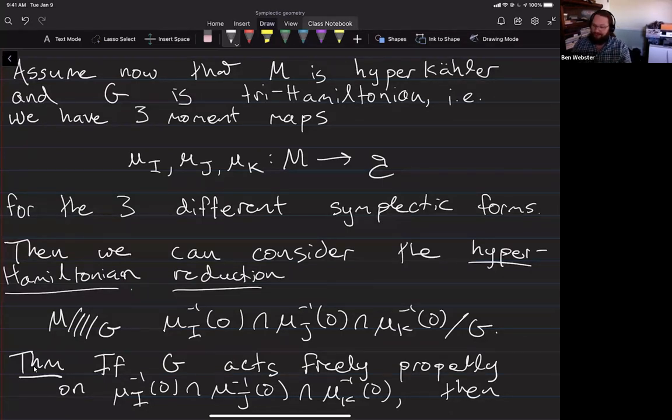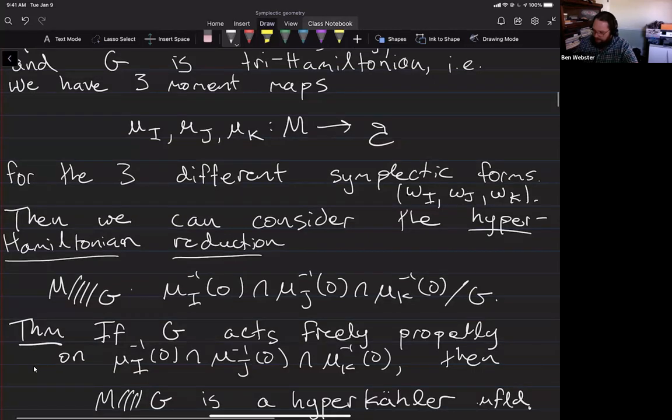So I have three different symplectic forms, omega I, omega j, omega k. And I want to assume that I'm Hamiltonian for all three of those symplectic forms. So I have three moment maps, mu I, mu j, mu k, for the three different symplectic forms. All right, well, before I had one symplectic form and I took a level of that one symplectic form and modded out by it. Now I take a level of all three different symplectic forms and I intersect them.